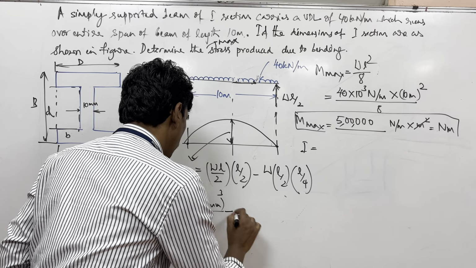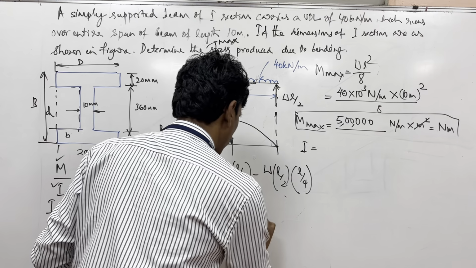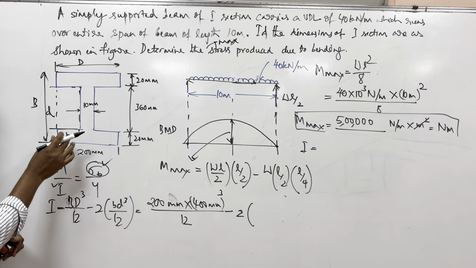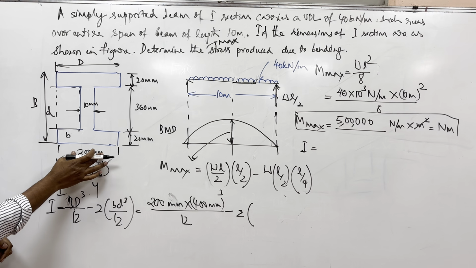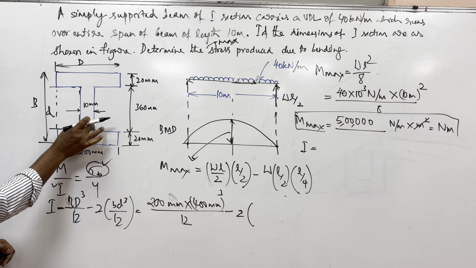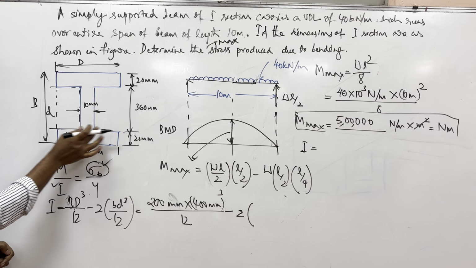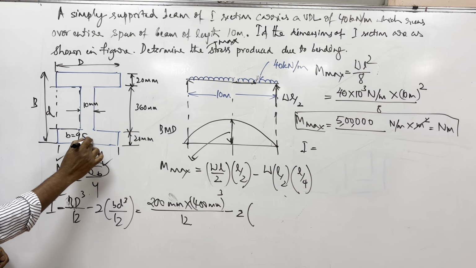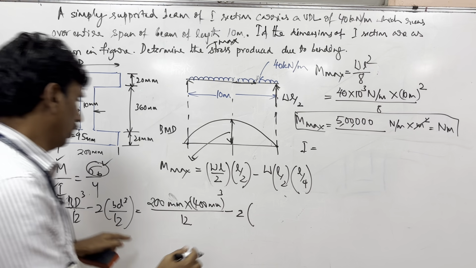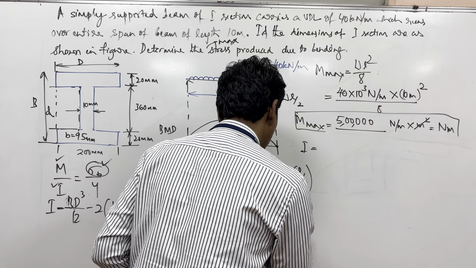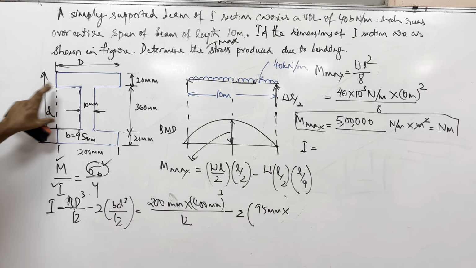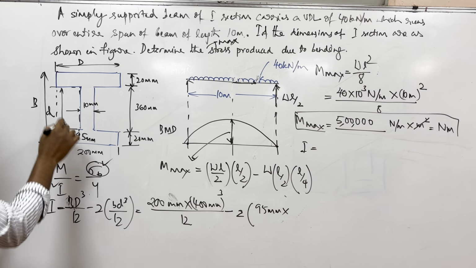Divided by 12 minus 2 into small b d cube by 12. Can you tell me how much is the small b? Out of 200, 10 is gone on each side, remaining is 190. So 190 divided by 2 is 95 mm. So here 95 mm is small b. How much is small d? This is 360.